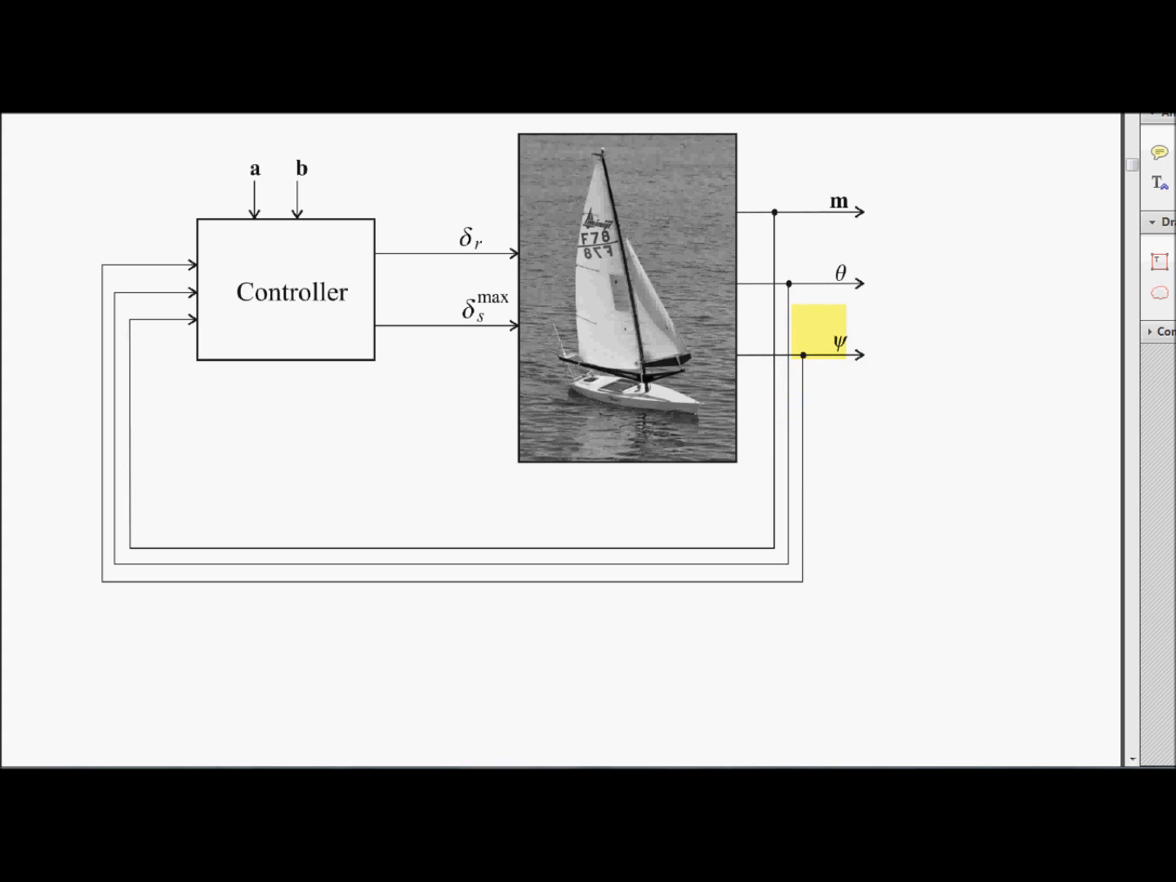From M, theta, and C, you have a controller. You give this controller A and B, which corresponds to the line you want to follow, and the controller will compute automatically the angle for the rudder and for the sail, so that the robot will be able to follow the line AB. That is the idea of the controller.